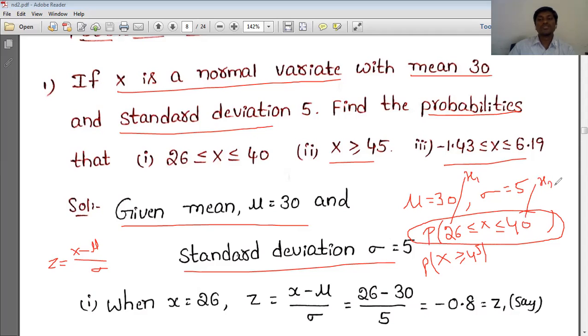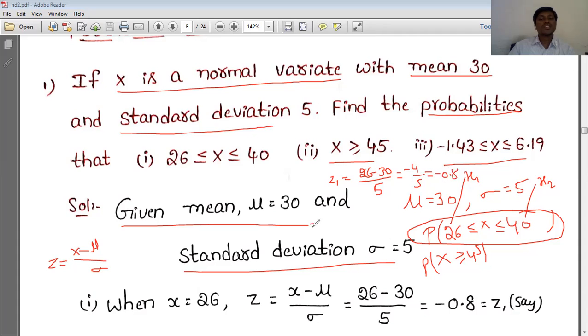So for that, first we need to calculate z1. z1 is equal to x1 minus mu by the standard deviation. 26 minus mu, which is 30, by the standard deviation, which is 5. So 26 minus 30 is minus 4 by 5, so we get minus 0.8. So this is z1.